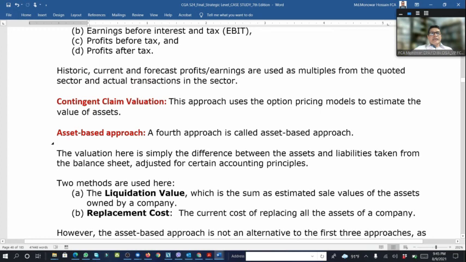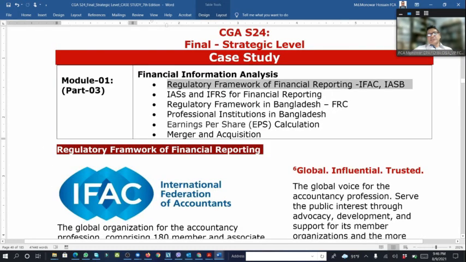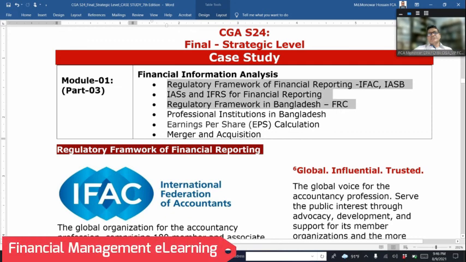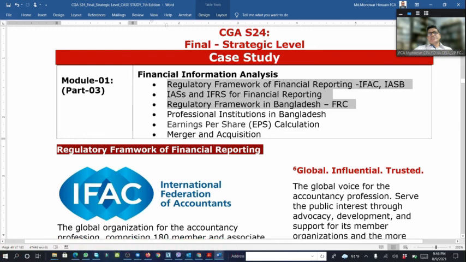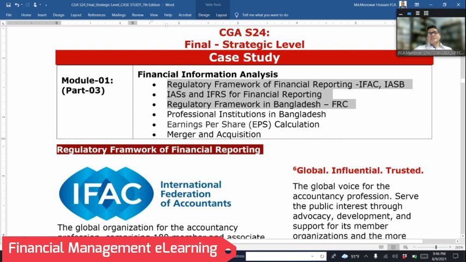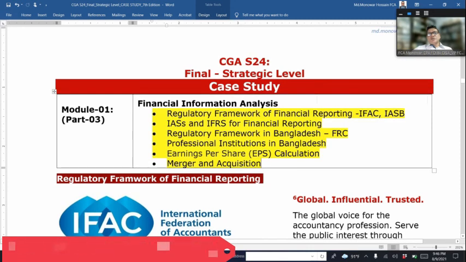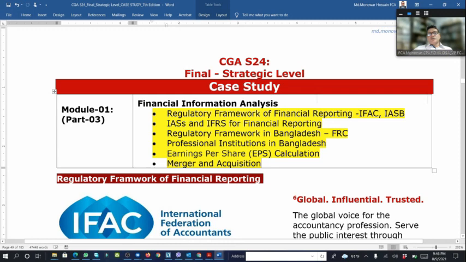So today we calculated this way, and the next class will cover financial information, another part: the regulatory framework in Bangladesh and the IFRS regulatory framework, EPS calculation, professional institutions in Bangladesh, FRC, and merger and acquisition. That would be our next class topics. So I think today we are closing today's class.